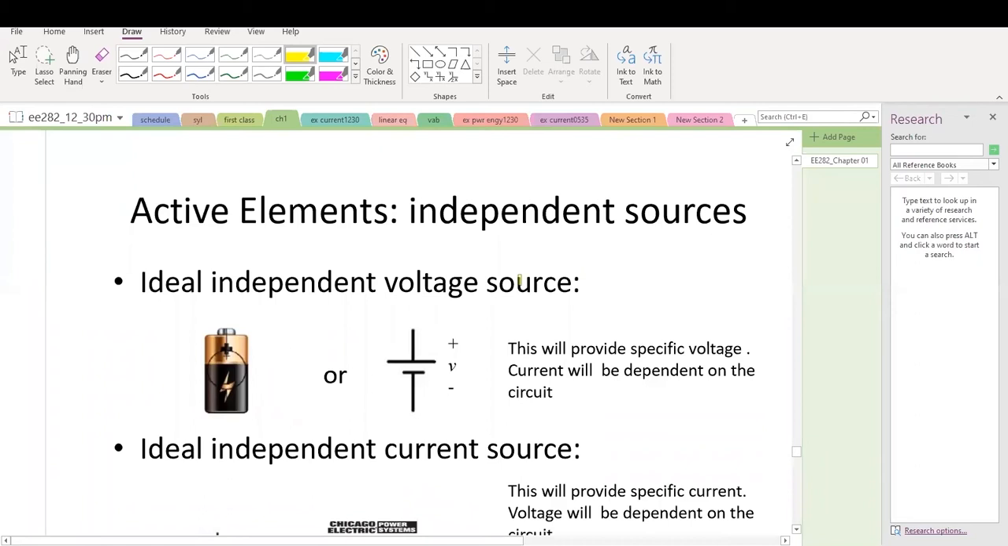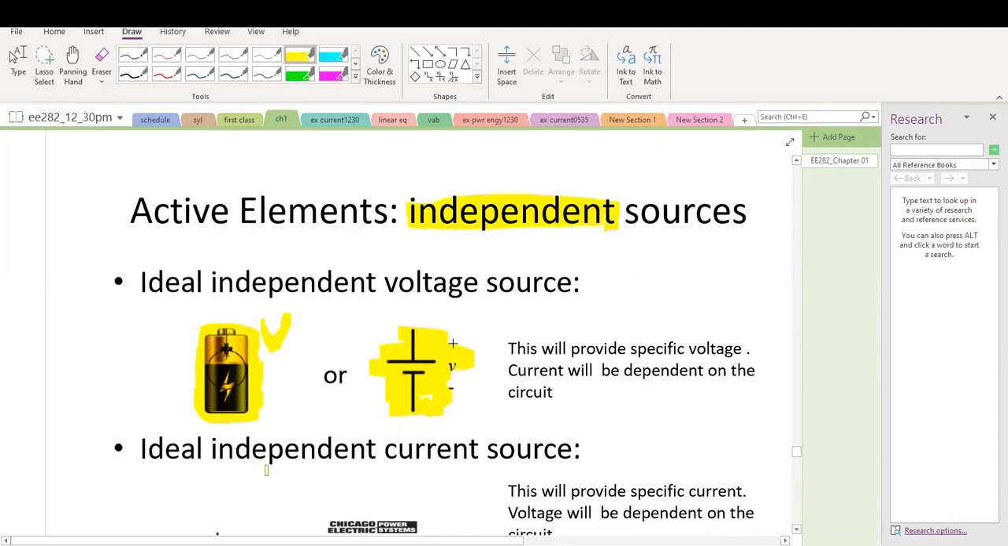Let's further talk about the active elements. Active elements actually have two kinds. One is independent sources. The other is dependent sources. Let's look at the independent sources first. This type of source does not depend on other quantities in the circuit. For example, this is a battery. This battery is independent. It provides some voltage to devices in the circuits, or this symbol. So this is a physical battery, and this is the symbol we use in the circuits.